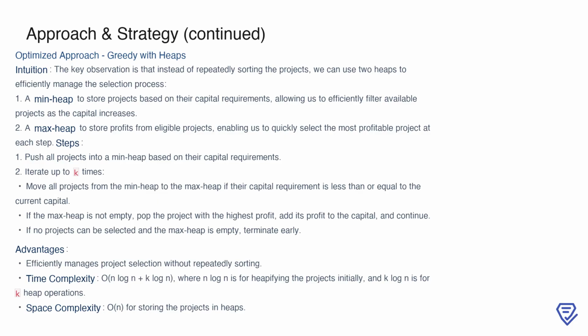This approach is much more efficient, with a time complexity of n log n plus k log n, where the n log n arises from heapifying the projects initially, and k log n accounts for the heap operations during selection. The space complexity is n, for storing the projects in the heaps, making it both time efficient and space efficient.